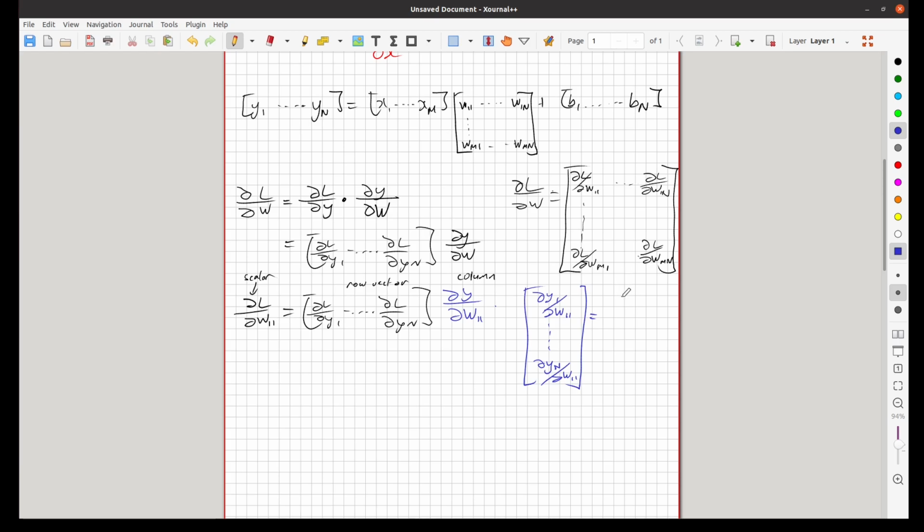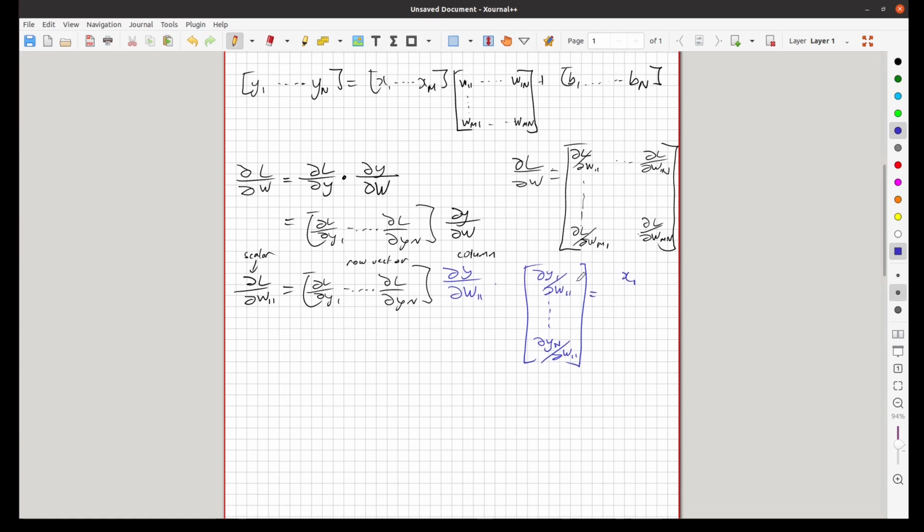Well, that is going to be x1, right? Because the only way that w11 is ever involved here is this row vector dot products with this column vector here, and that ends up giving you y1, and the coefficient of w11 is x1, so you get your x1 there. Whereas dy2/dw11 is going to be 0, because w11 is never involved in calculating y2. So these are all going to be zeros all the way down, right?